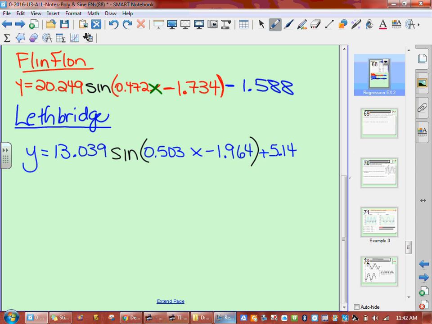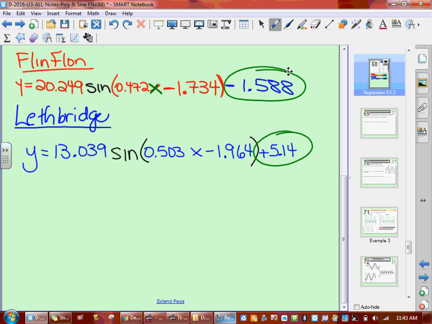Whenever it does ask us about our average temperatures, it's asking about the d values. So the average temperature in that time period, well, Flin Flon's average temperature is negative 1.588. So that means in degrees Celsius, that's minus 1.6 degrees. That's its average temperature in Flin Flon. Yay, let's move there, right? Lethbridge is a lot warmer. Its average temperature is 5.14 degrees.